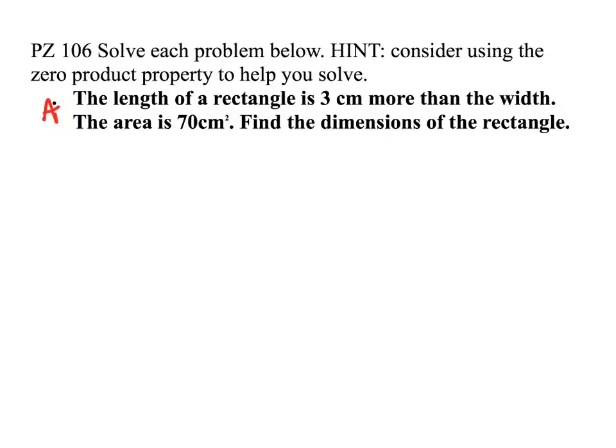Now we're going to do a drawing because it's always best to draw and label a picture if possible. So I'm going to make a rectangle, and this rectangle should be roughly 3 centimeters more in length than its width. So I'm going to label the width x, and we always take the length to be the longest side. And I'm going to add it as x plus 3. Again, that's my length because it's the longest side.